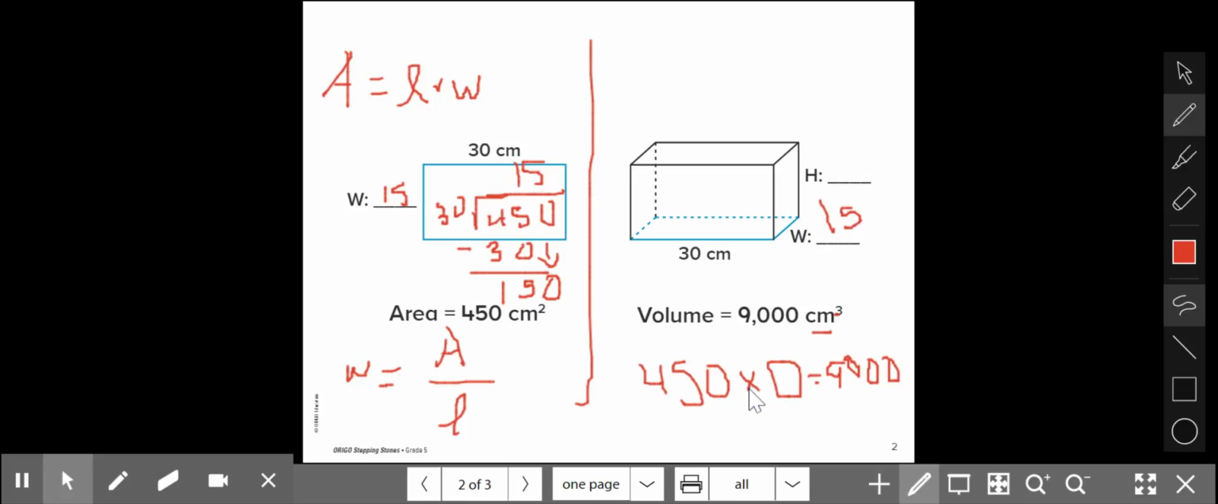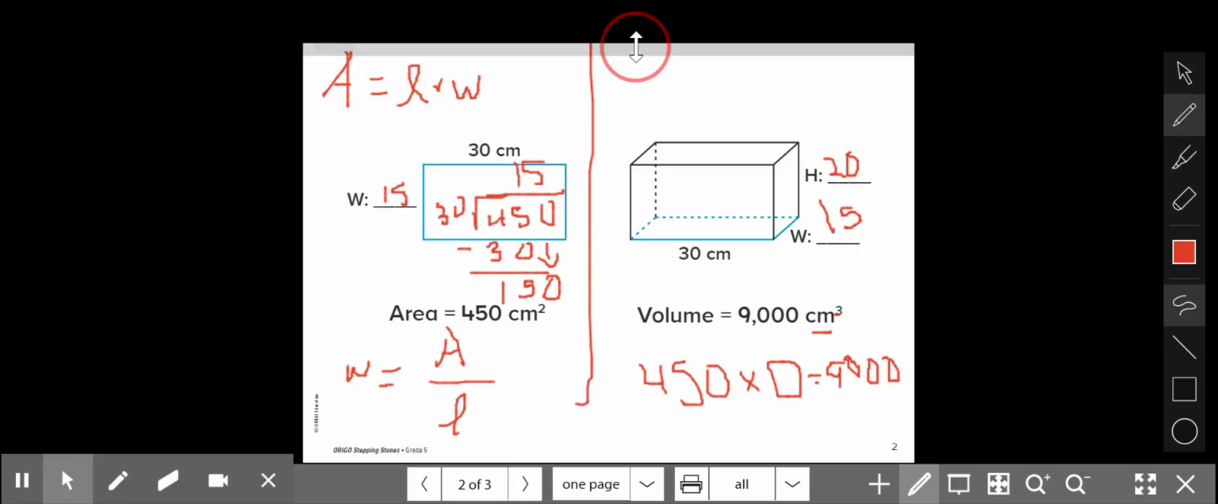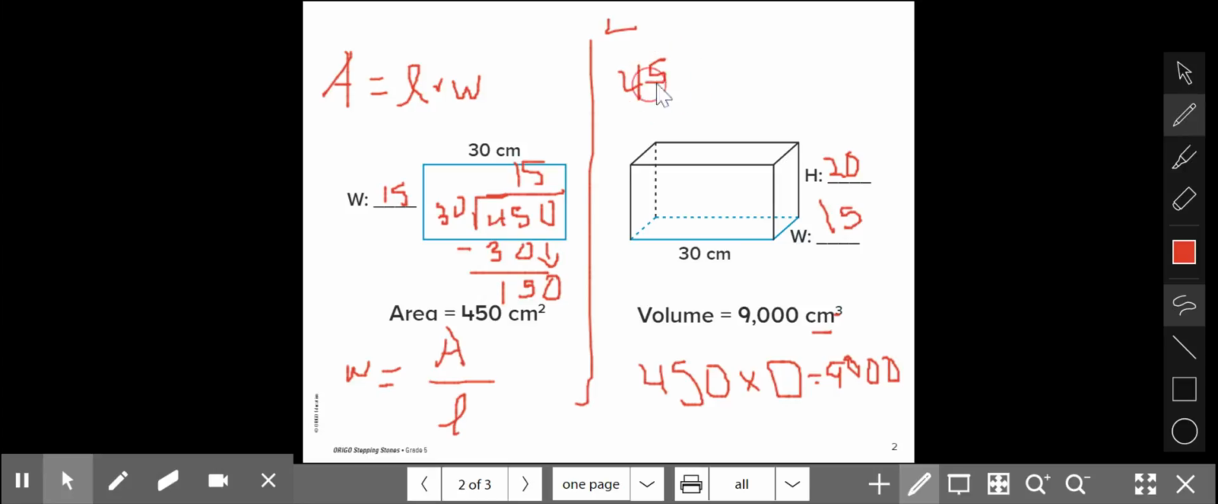I think I can do this in my head here. Let's see. If I take 450 times 10, I get 4,500. And then look, 4,500 is half of 9,000. So my real number is going to be 450 times 20. Again, you think, how did I come up with that? Well, 450 divided into 9,000.